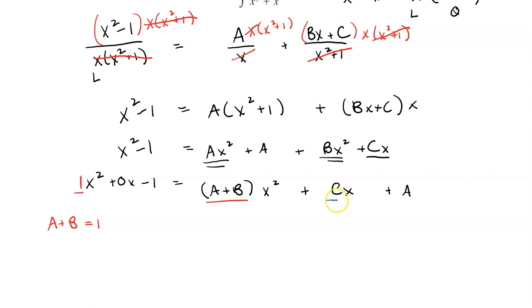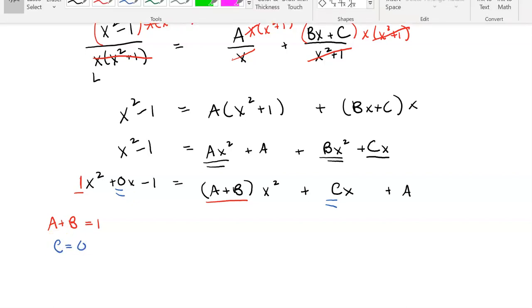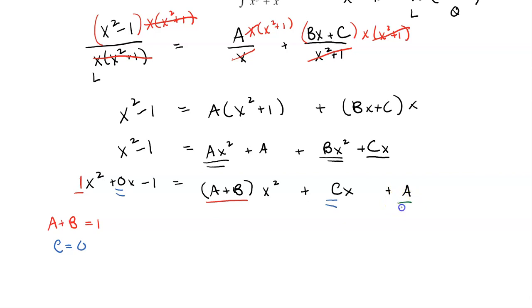For the x term, I have a C and a 0, so that means C has to be 0. And for the constant term, I have an A and a negative 1, so that means A has to equal negative 1. So what I've created is a system of linear equations that I can solve. We already know that C equals 0 and A equals negative 1. So we just need to find B, and we can plug in A equals negative 1 into the first equation to get that B equals 2.